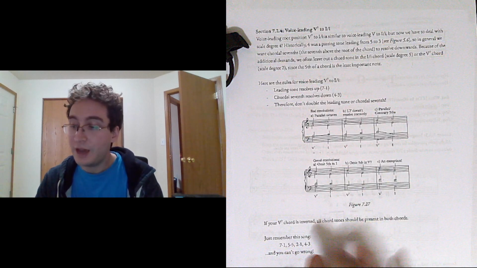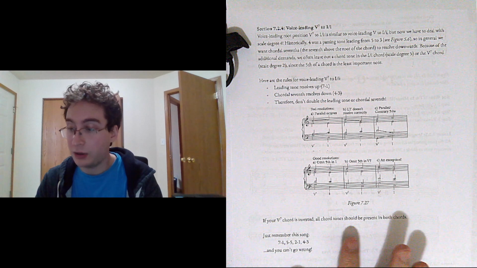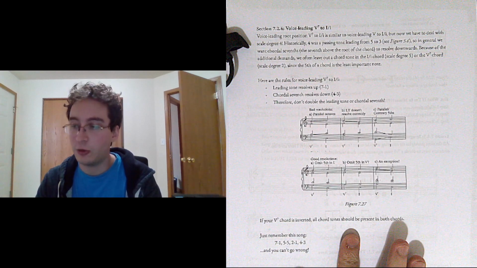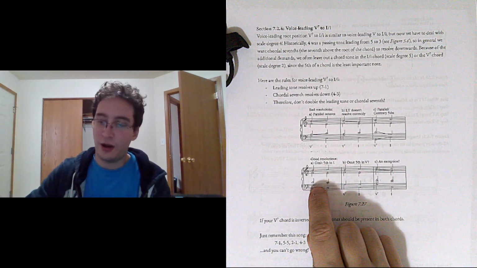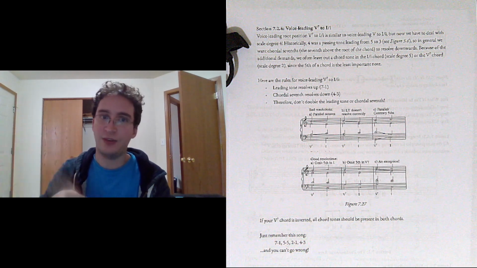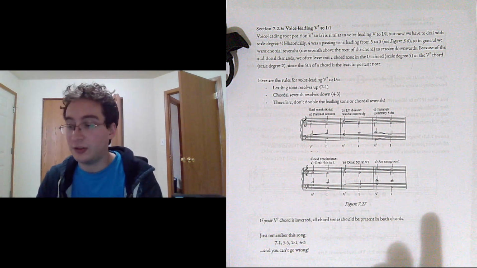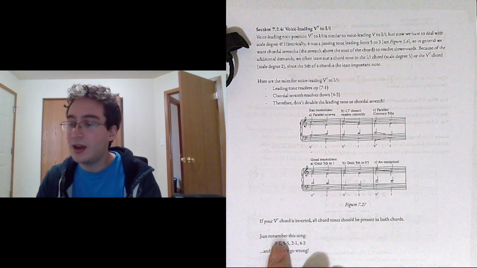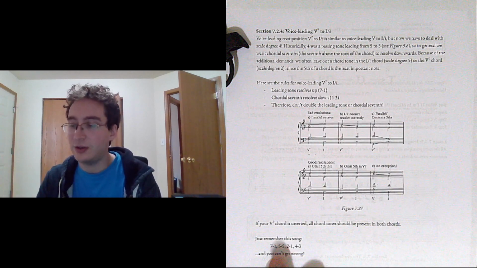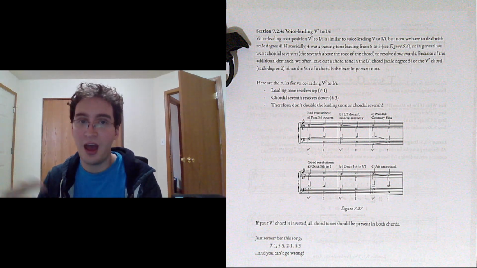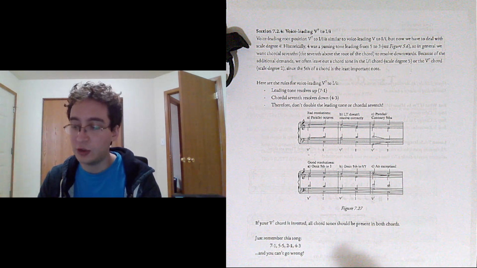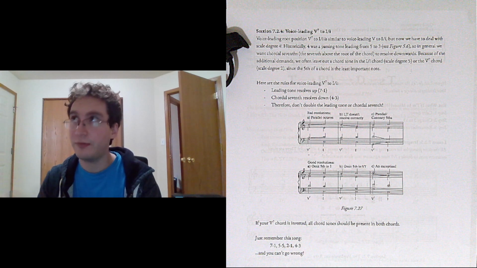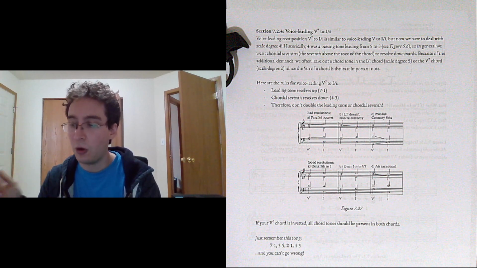So, if your 5-7 chord is inverted, then all of the chord tones should be present in both chords, because since you don't have 5 in the bass, then it can just do its normal 5 to 5 thing. So if your 5-7 chord is inverted, all your chord tones are having a party, great. And this is how you resolve from 5-7 to 1 in inversion. 7-1, 5-5, 2-1, 4-3.